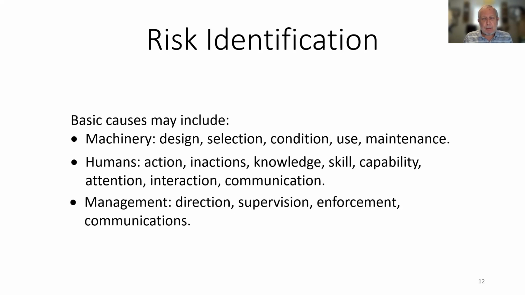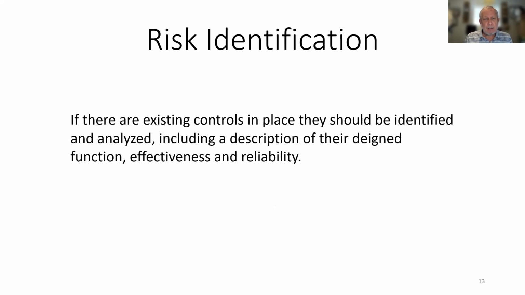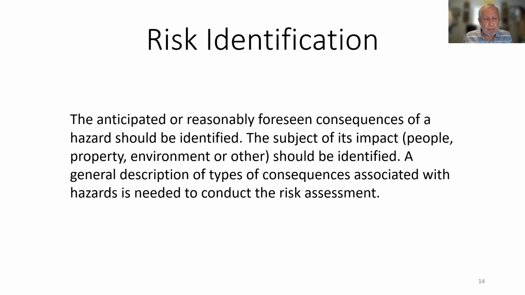Direction, supervision, enforcement, communications. Not that they're going to be a hazard, but they can cause hazards. If there are existing controls in place, they should be identified and analyzed, including a description of their function, effectiveness, and reliability. This means if you've already got some kind of controls in place, chances are if you've got a piece of equipment that already has a guard on it.